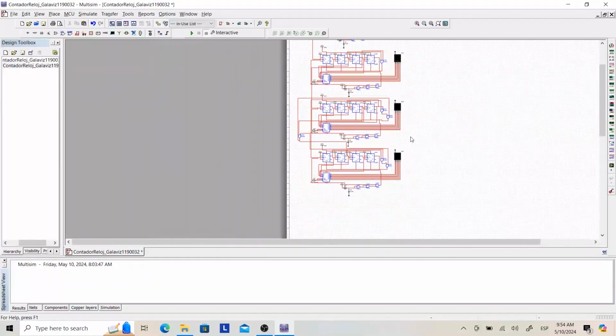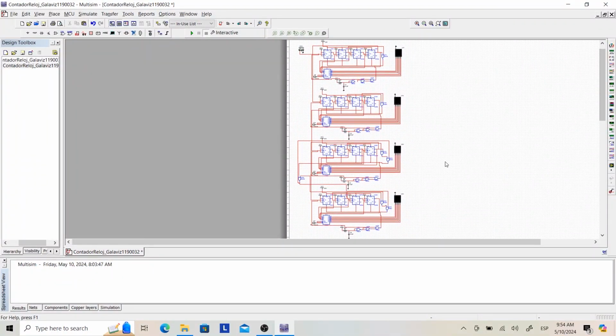Now I'll attach a video in fast motion of how the counter works.